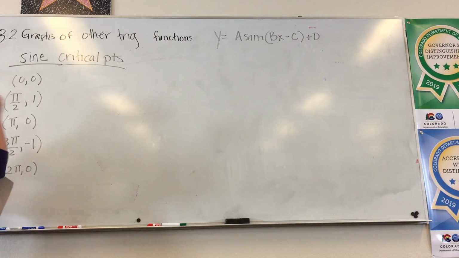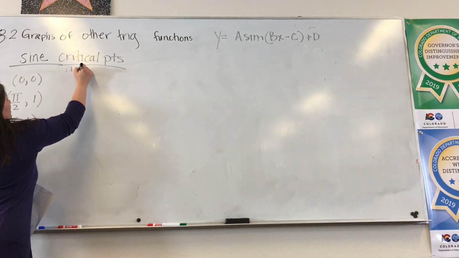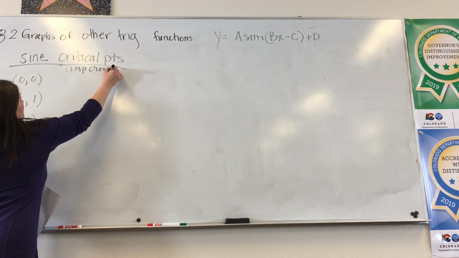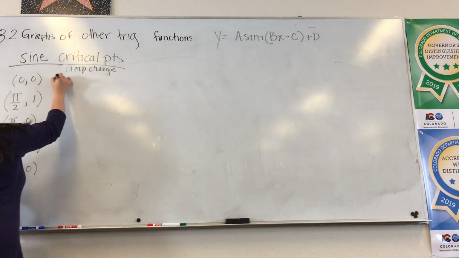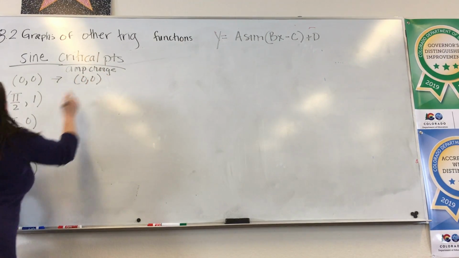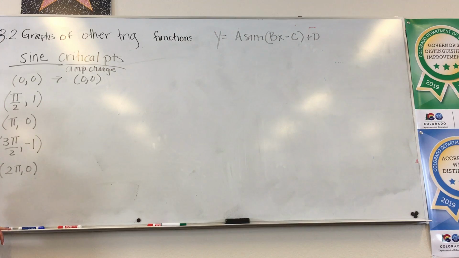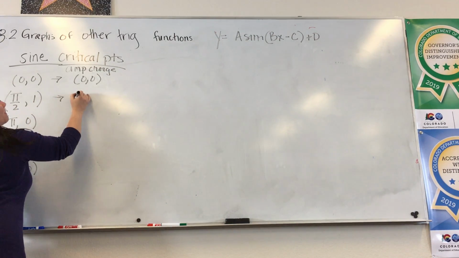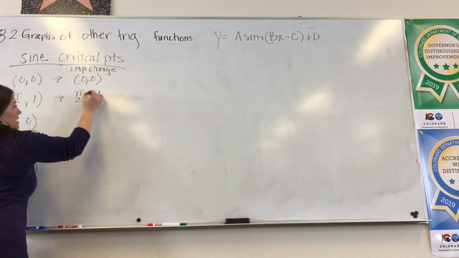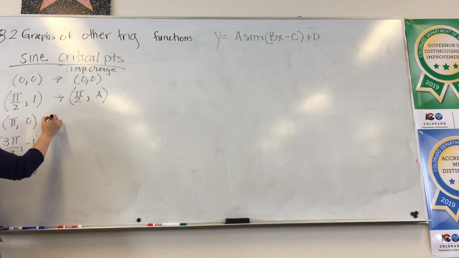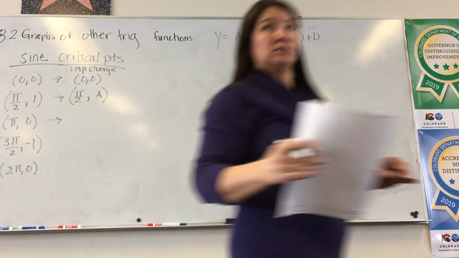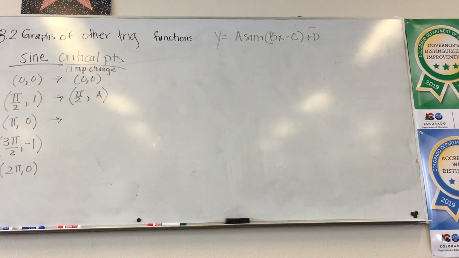So what that means is, when I have an amplitude change, does (0, 0) change? No, I'm still going to go through (0, 0). Does (pi over 2, 1) change? Yes, it now becomes (pi over 2, a), because I'm just going to move it to the a value. We haven't put a midline in there yet, so hold your horses.